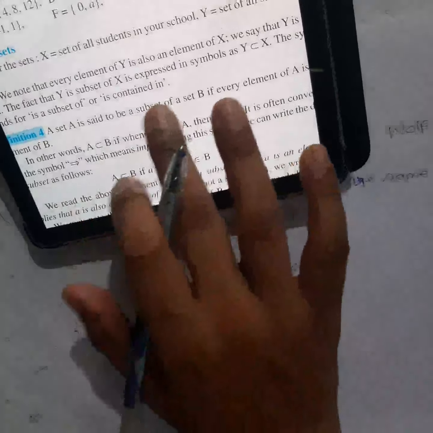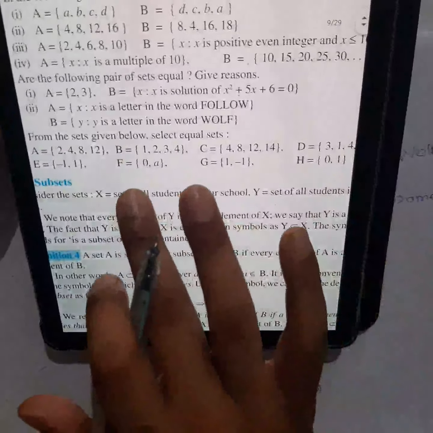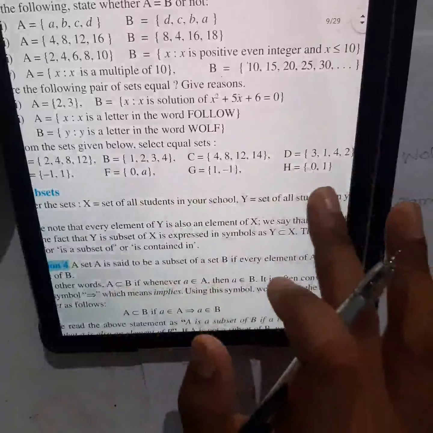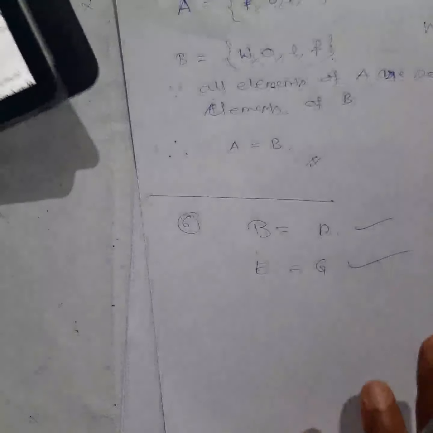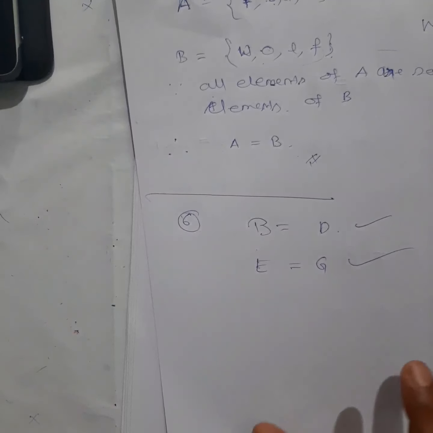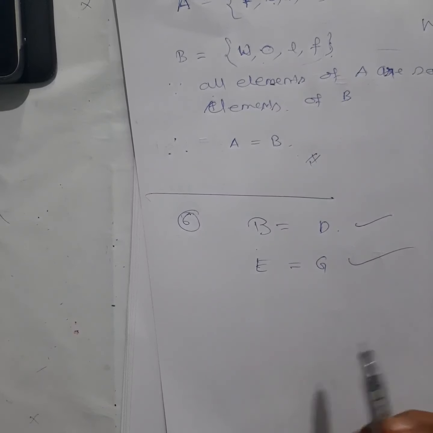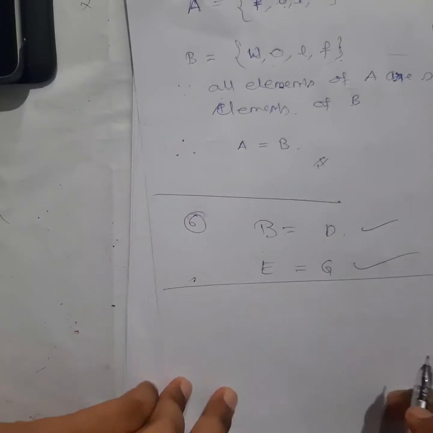Next, is anything equal? F, 0, 1, 0, A, no element. 0, 1, no element. So these are the only sets which are equal. I hope this topic is also clear. Very simple one, right? After this we will discuss what a subset is.